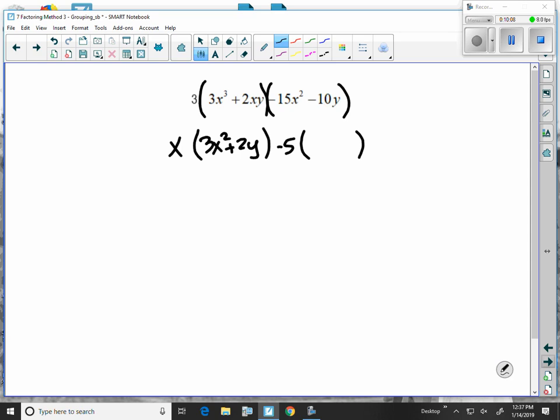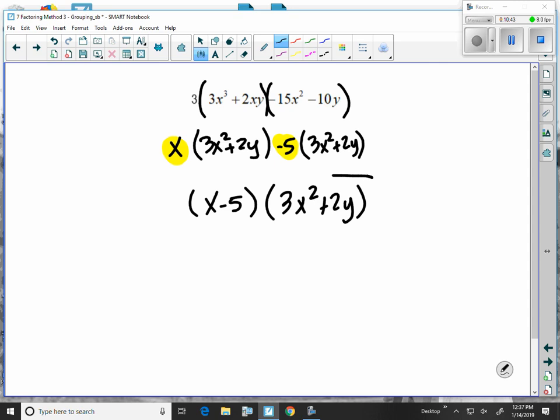What's negative 15x squared divided by negative 5? 3x squared. What's negative 10y divided by negative 5? Plus 2y. Are our parentheses the same? Look at that. So we look at our outsides. That makes our first parenthesis. And then our second parenthesis is the part that we had in the parentheses.